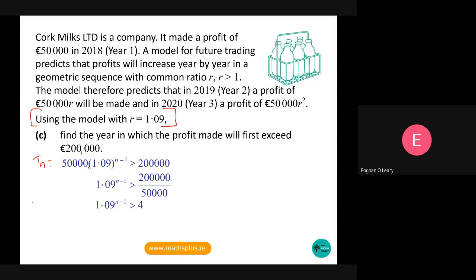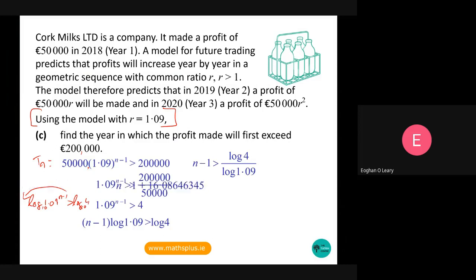So one way of doing it is you're going to introduce logs to both sides. So I'm going to describe that as log, just because this was what was in the question, log 1.09 to the power of n minus 1 greater than log of 4. But of course we know that's to the base 10, again in both cases. So I can bring the n minus 1 in front here using the power to the front. I'm going to divide both sides by log of 1.09. And again, that's going to be a positive value. So I don't need to worry about the sign changing.